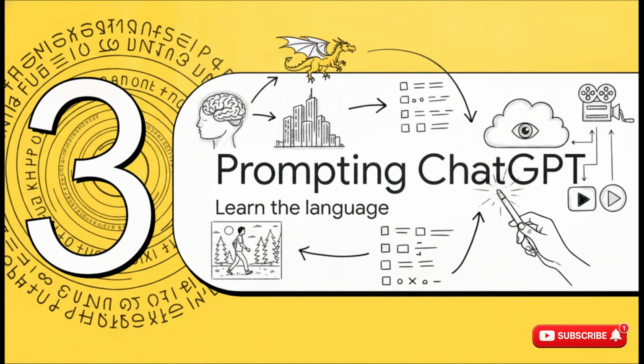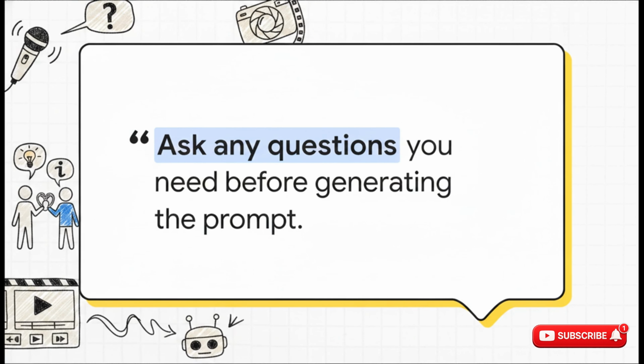On to section 3, perfecting prompts with ChatGPT. Learning the secret language. So, how do we perfectly translate the crazy visual ideas in our head into instructions the AI can actually understand? Well, here is a massive pro tip pulled straight from the source. When you open ChatGPT, don't just ask it to write a prompt. Give it your basic idea and then add this exact phrase. Ask any questions you need before generating the prompt. You are literally flipping the script and instructing the AI to interview you.